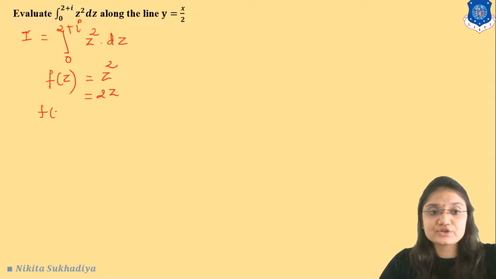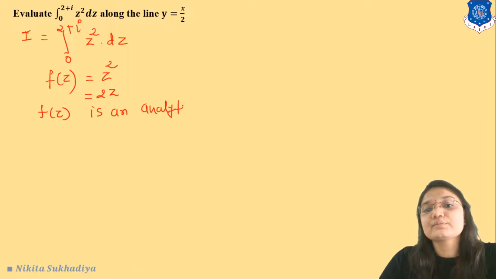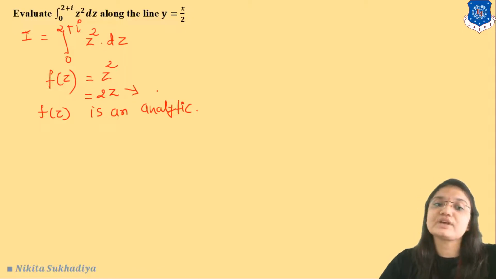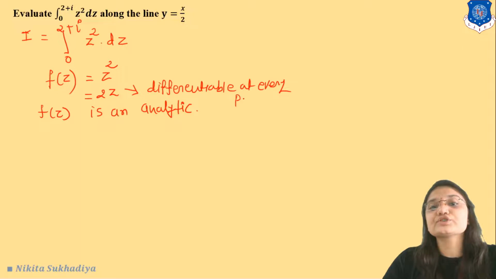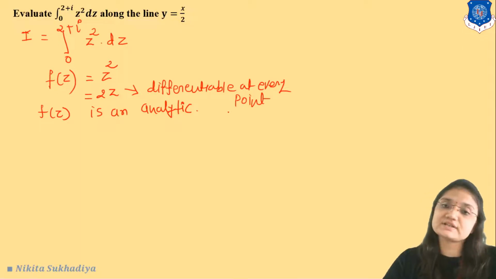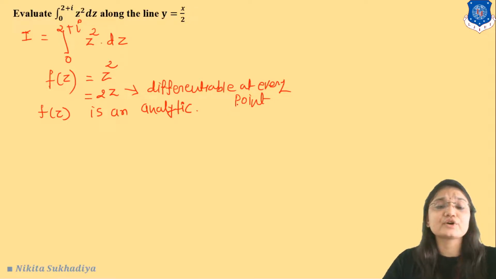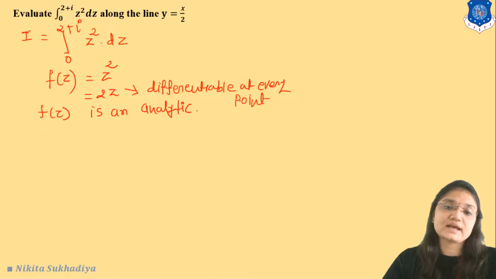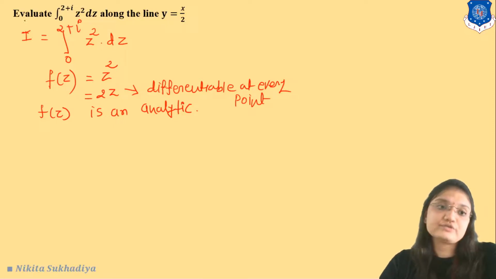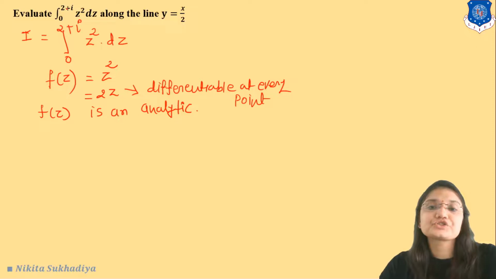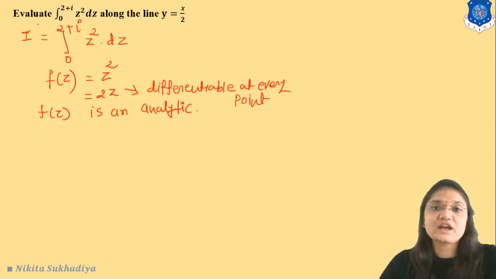So we can say that function f of z is an analytic function because function f of z is differentiable at every point. If a function is differentiable at every point, then we can say that function f of z is an analytic function. So we can say that here function f of z is equal to z square is an analytic function. If function f of z is an analytic function, then it does not depend upon the path. So you can directly integrate it.